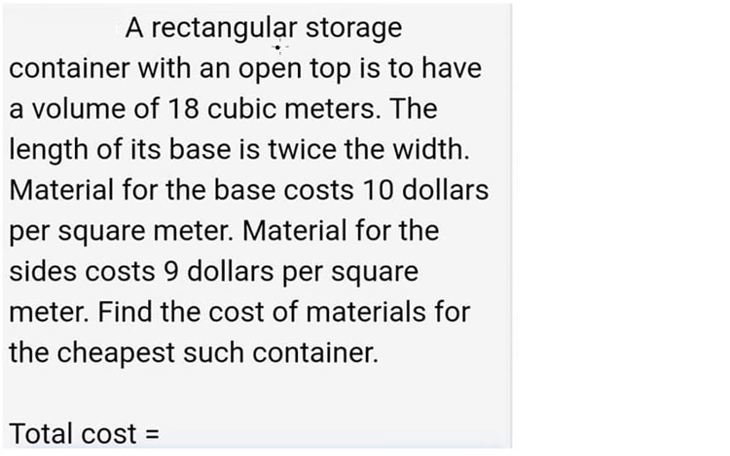A rectangular storage container with an open top is to have a volume of 18 cubic meters. The length of its base is twice the width. Material for the base costs $10 per square meter. Material for the sides costs $9 per square meter. Find the cost of materials for the cheapest storage container.